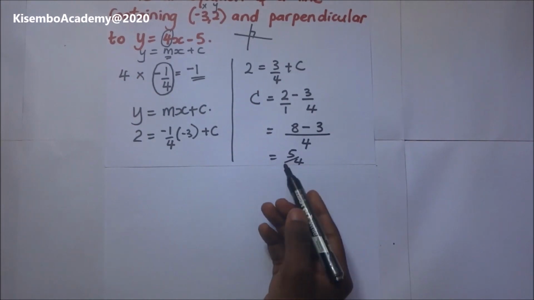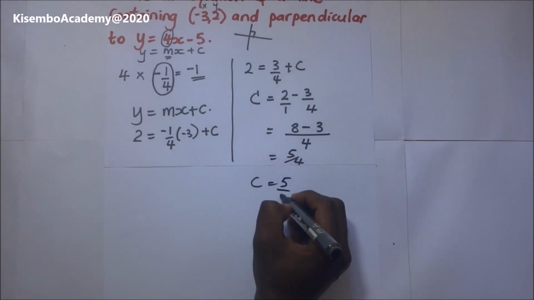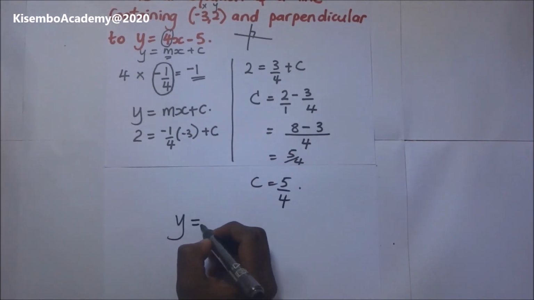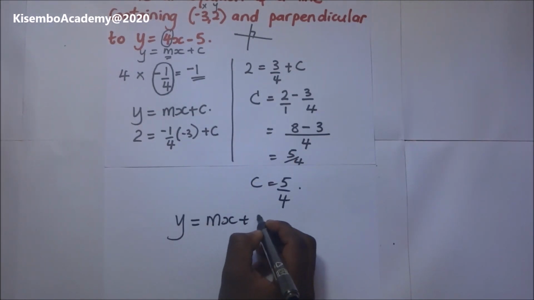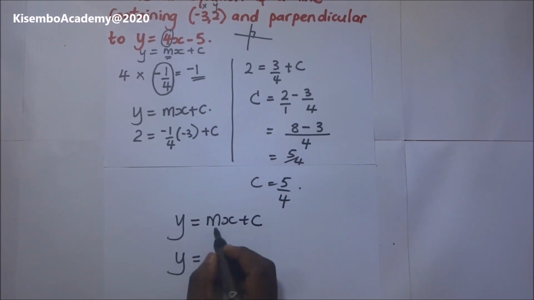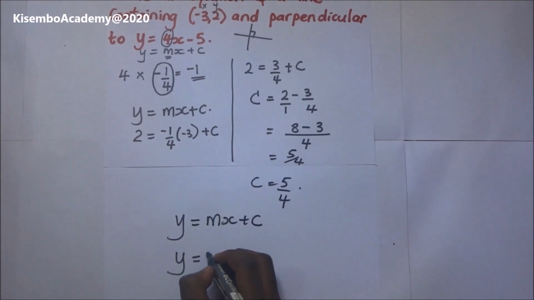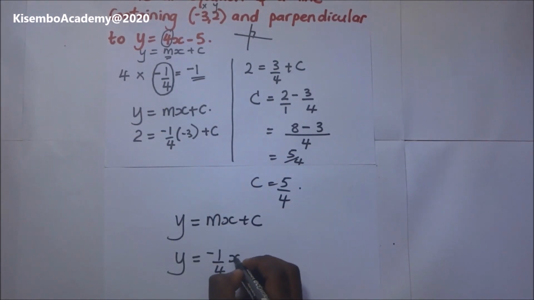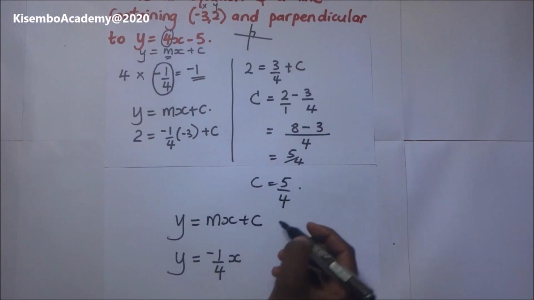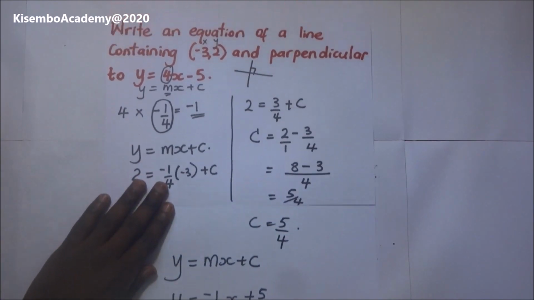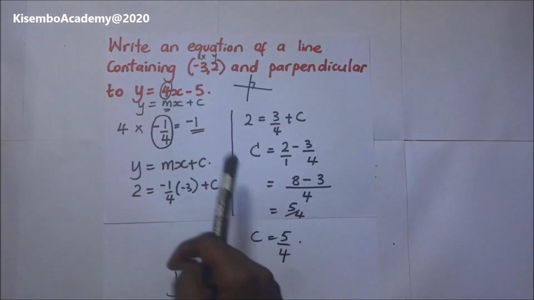Now that we've got our value of c as 5 over 4, we can go ahead and find the equation of that line. We know that the equation of the line is y = mx + c. So y is going to be equal to our value of m, the gradient, which we got as negative a quarter. So it's negative 1 over 4x plus the y-intercept c, which is plus 5 over 4. And this right here is the equation of the line containing (-3, 2) and perpendicular to this.